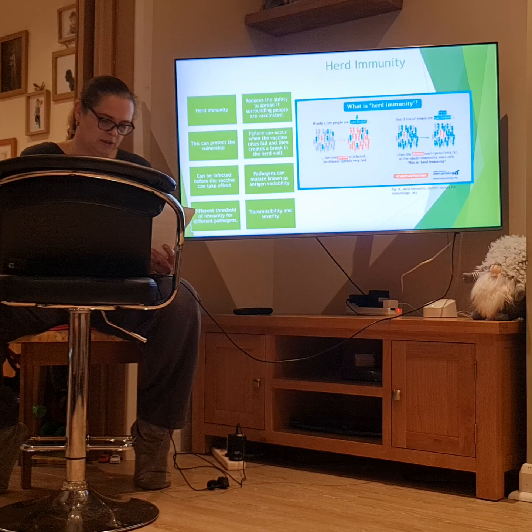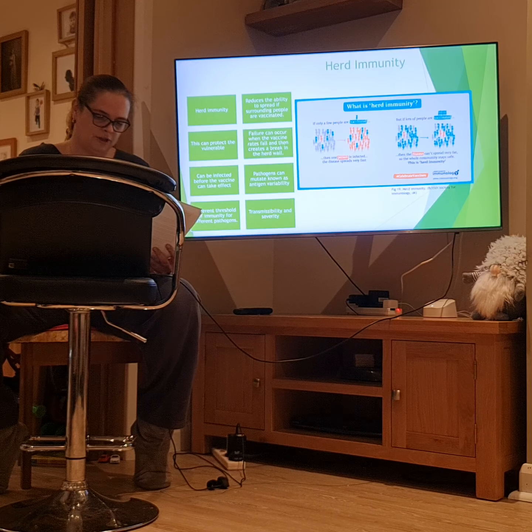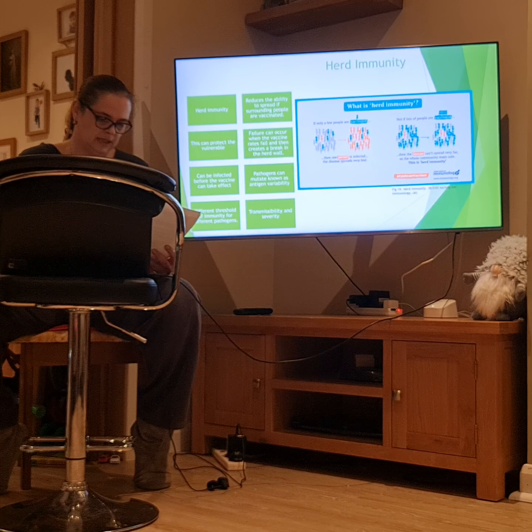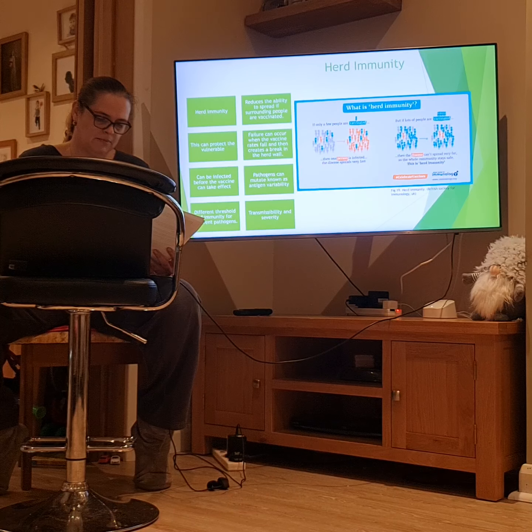There are a few issues. If there is a break in the vaccination, then there becomes a break in the herd, and often new cases are seen. Then there is the issue that you can become infected before the body has a chance to build up immunity, and there are many pathogens that present different antigens and that can mutate, like flu, and this causes antigen variability, making it more difficult to find the right response.